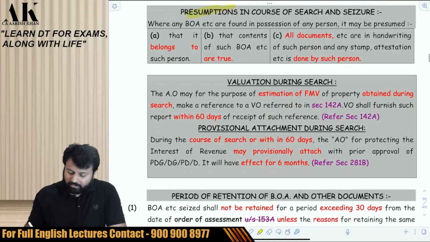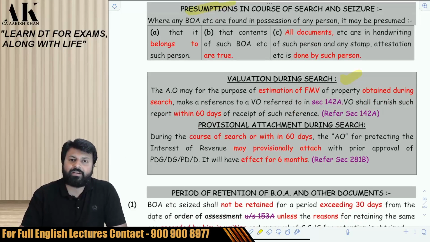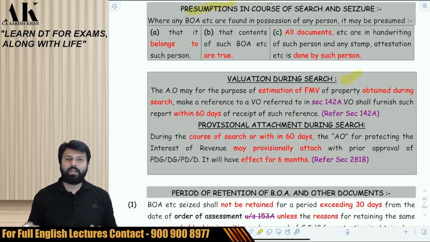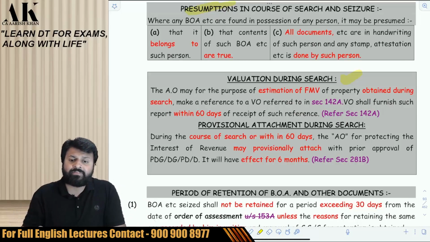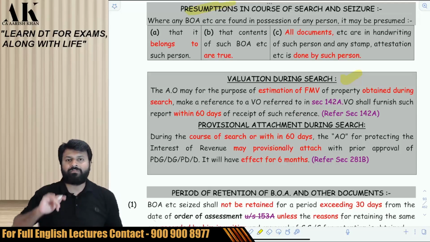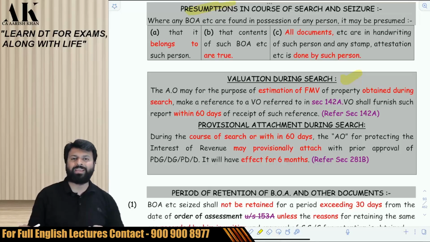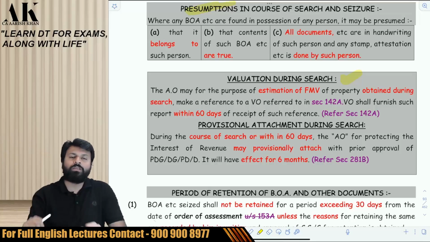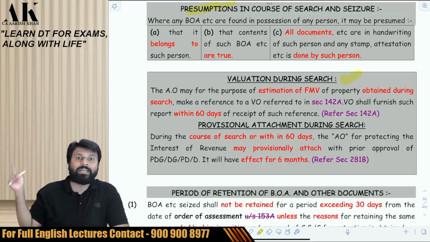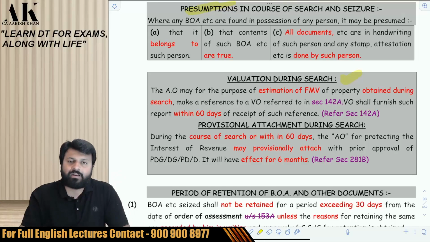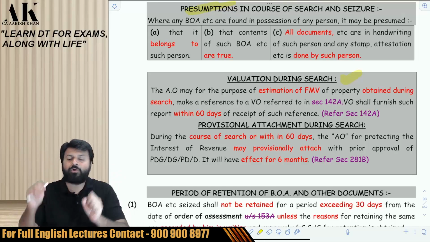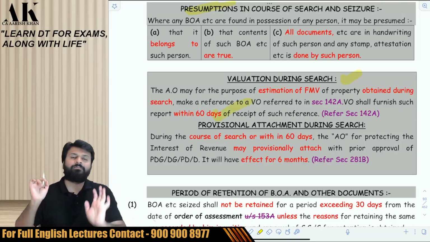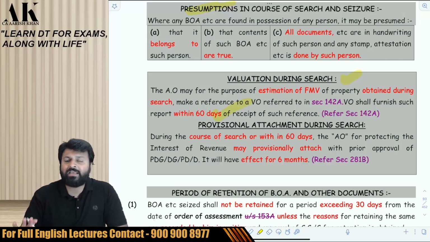Okay. Next, during the search, can the department value property? Yes, definitely. Department wants to quantify the wealth. While doing the search and seizure, they want to quantify the wealth. What kind of wealth? How much wealth is there with the assets? So the department can take the support of the valuation officer, which is mentioned in section 142A, and the valuation officer has to be slightly faster over here as compared to 142A. In 142A, he was getting a time limit of 6 months to make a report. Here, he has to make a report within 60 days. Check. Within 60 days, a faster time limit is there. He has to work faster as compared to what he will do in the normal assessment.